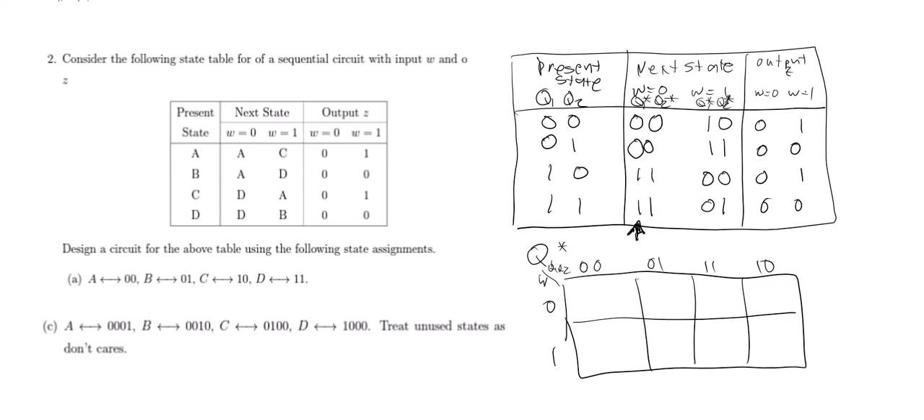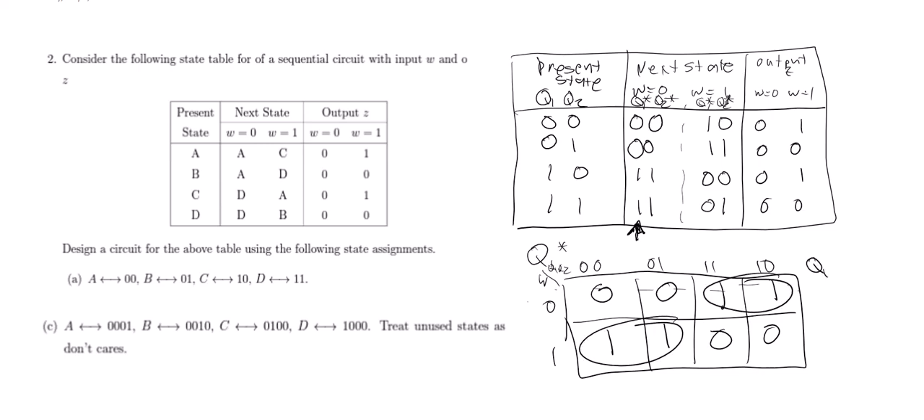So in this first column, the first section here corresponds with W equals 0, so the first row of my Karnaugh map. So 0, 0 is 0, 0, 1 is 0, 1, 0 is 1, and 1, 1 is 1. And then when W is 1, 0, 0 is 1, 0, 1 is 1, 1, 0 is 0, and 1, 1 is 0.